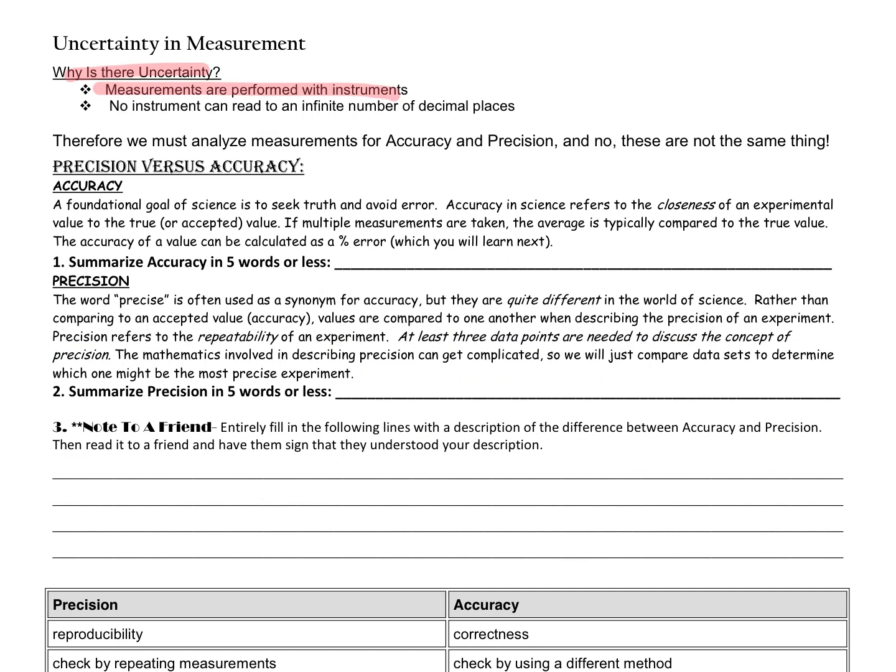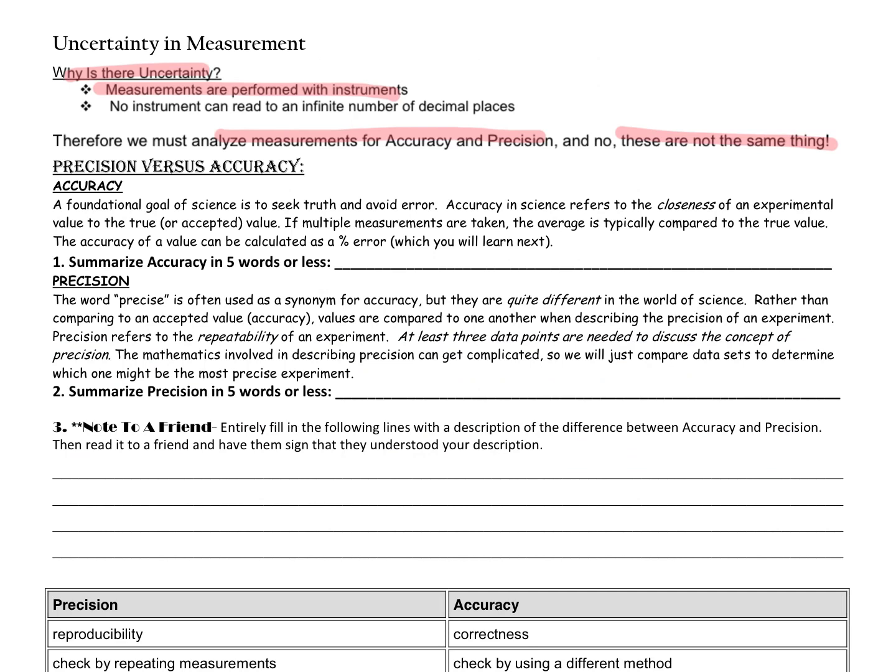Those start going in about the $10,000 range. Okay, the more decimal places it has, the more expensive it is, the harder it is to create, the harder it is to calibrate. And that inability to have a ton of decimal places, that inability to be exact in your measurement is where that uncertainty comes from. Therefore, we must analyze measurements for accuracy and precision, and no, these are not the same thing. We're switching topics to precision versus accuracy.